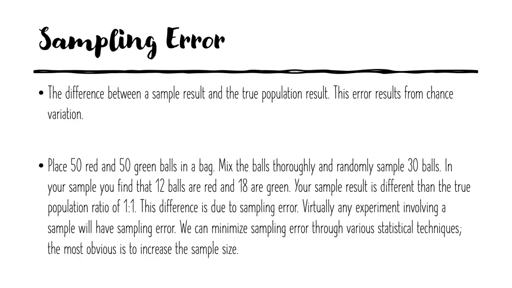An example for this is if you put 50 red and 50 green balls in a single bag, you shake it up, and you take 30 out. When you do that, you end up with a 15-15 or maybe a 12-18 split. Should be 50-50, or 1 to 1, but it's not. That is your error. It happens, and we try to correct for it or we mention it. The best way to minimize a sampling error is to get a bigger sample.